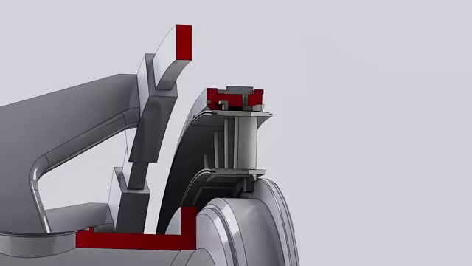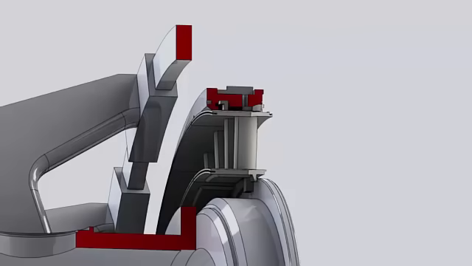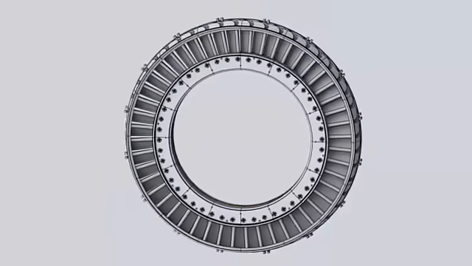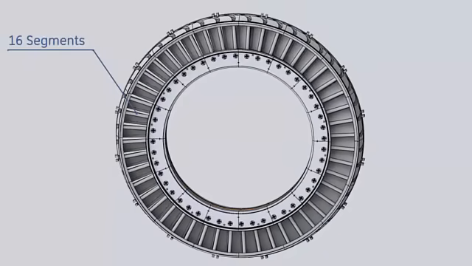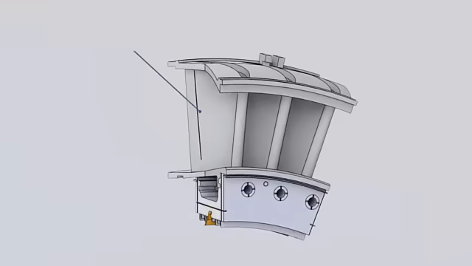On the inner sidewall, the nozzle is sealed and supported by direct bearing of the nozzle inner load rail against the first stage nozzle support ring. The first stage nozzle support ring is mounted on the aft face of the compressor discharge inner cylinder. Hot gases leaving the first stage rotating buckets are expanded again and directed to the second stage rotating buckets by the second stage nozzle. The second stage nozzle set consists of 16 segments. Each segment contains 3 airfoil partitions.